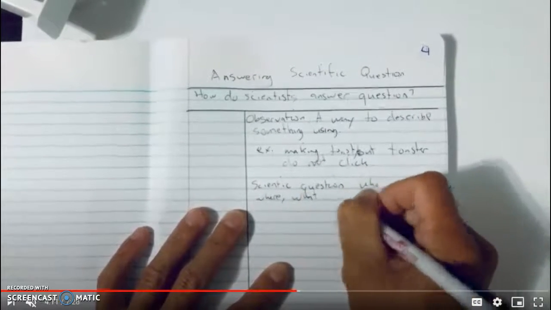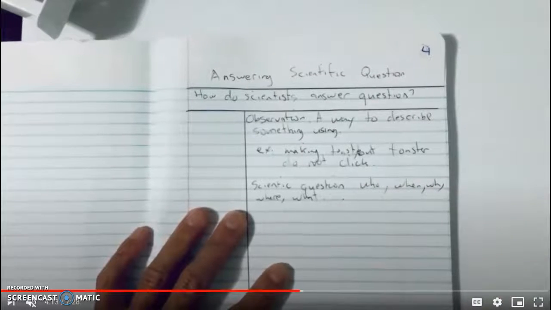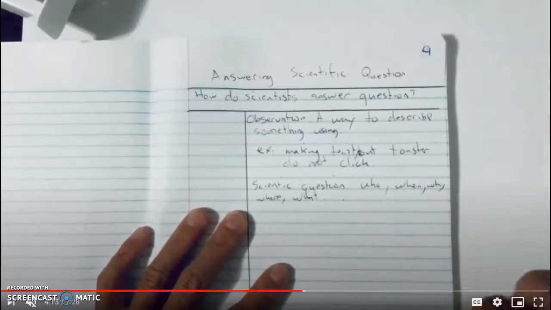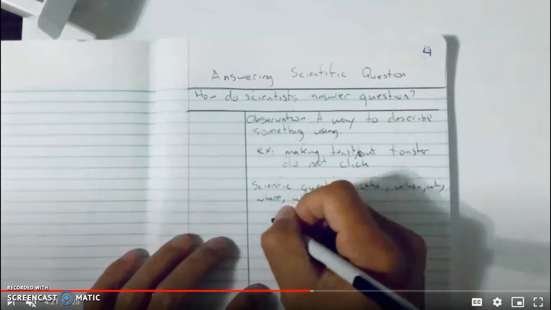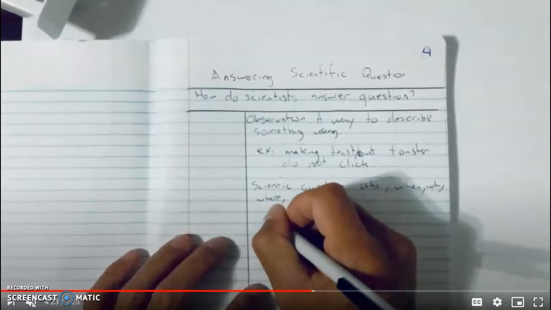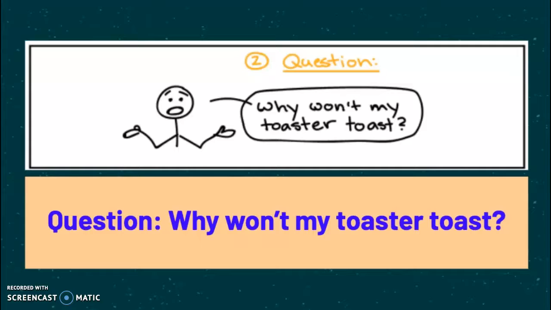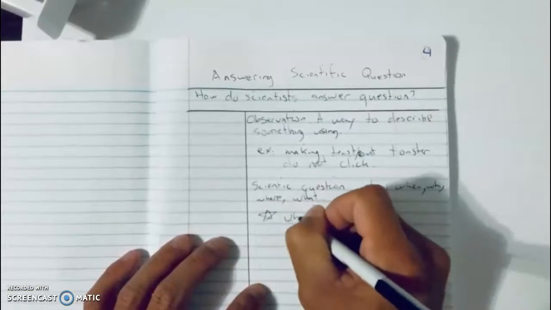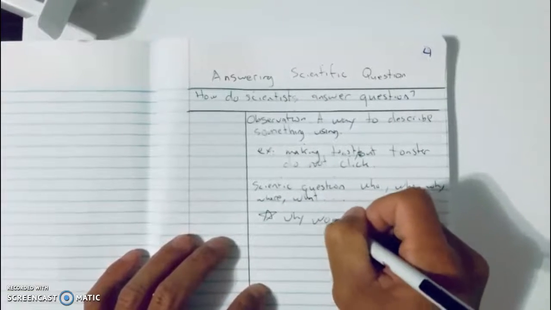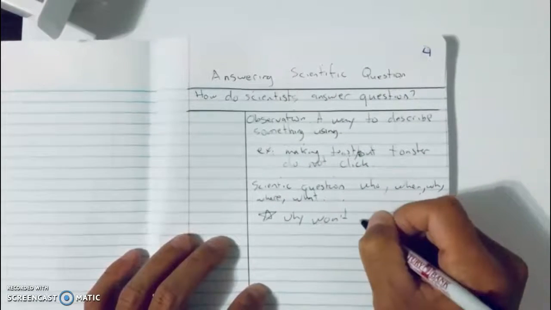And if you ever feel like you need to add additional things, you can go ahead and add. If you want to write down the full thing to help you out, go ahead and do that. But just FYI, I highly encourage you to learn to summarize things. In our case, our question is, why won't my toaster make toast? Pretty straightforward.